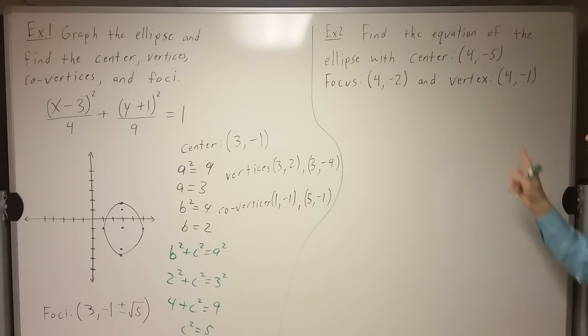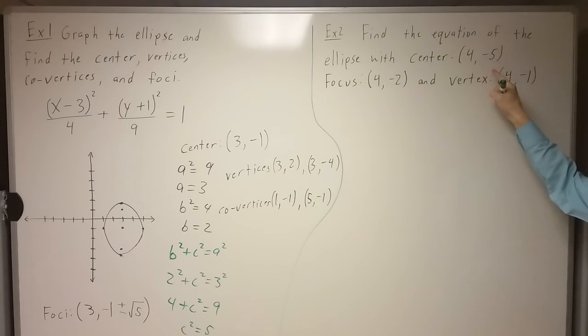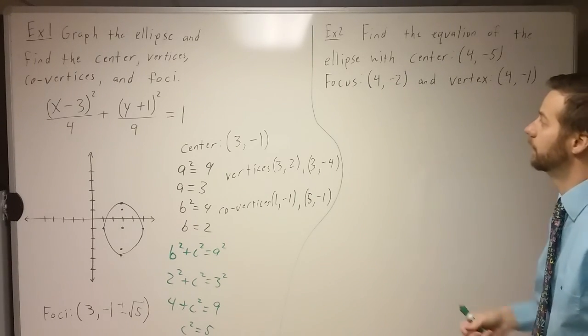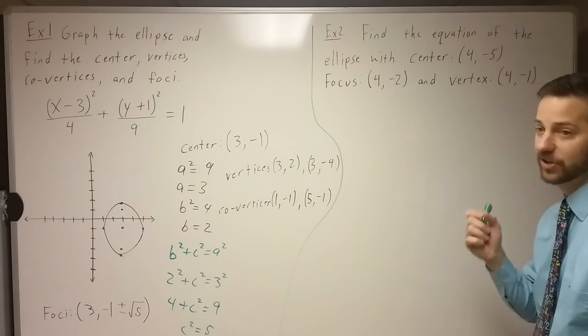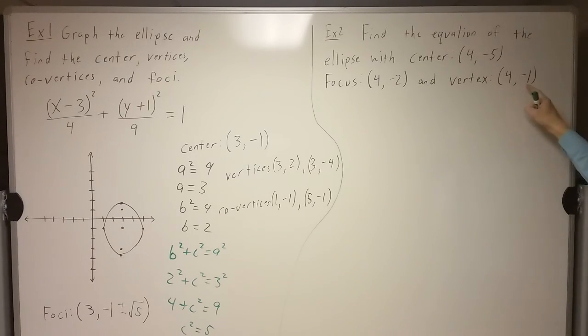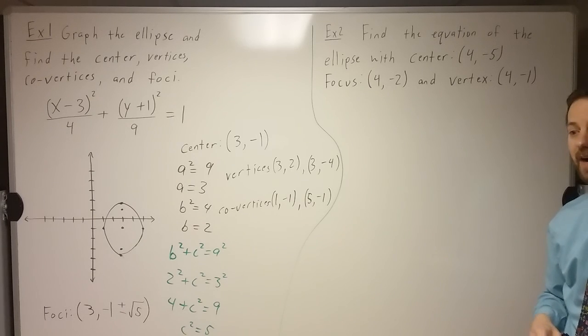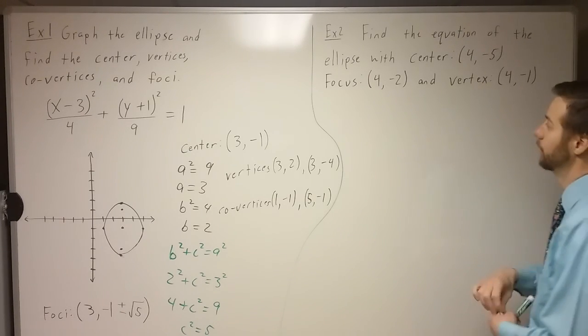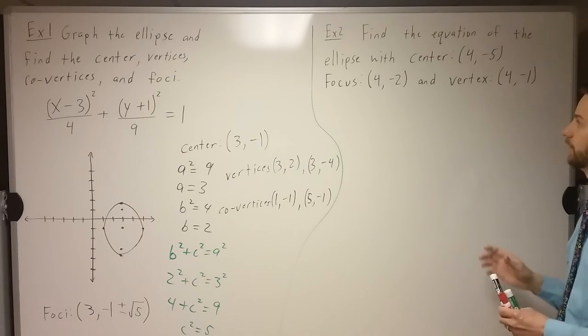So if I want to find the equation of this ellipse, center is 4, negative 5. I've already got h and k then, basically. The focus is 4, negative 2. That's going to allow me to find c, because distance from center to focus is c. I've got the vertex is 4, negative 1. That's going to allow me to find a, because a represents distance from center to vertex. So let's see if we can put all this information in here.